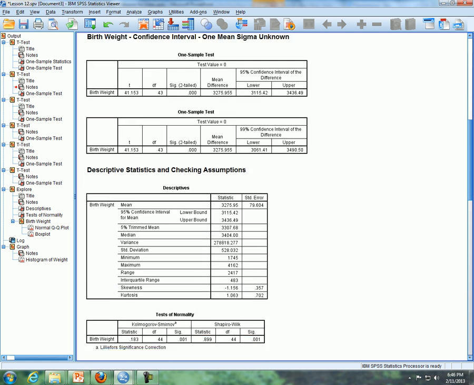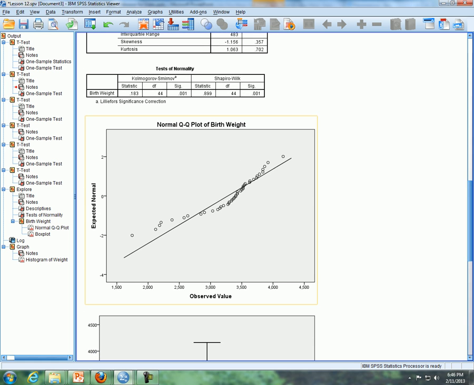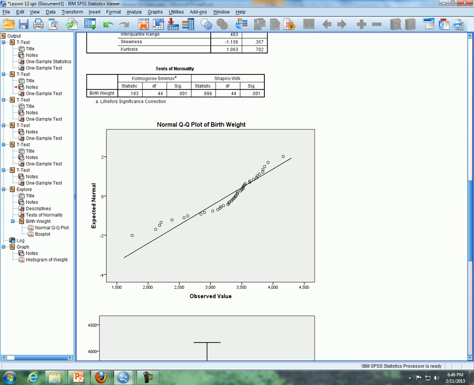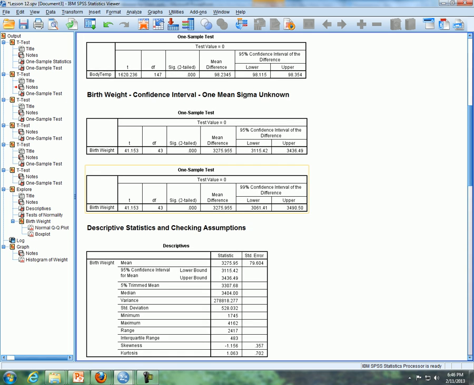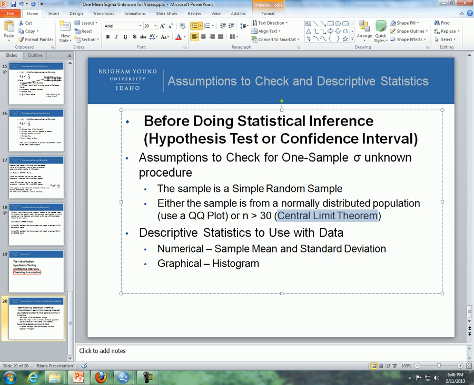Now I did a QQ plot for the birth weight data. As you can see here, it's kind of wavy, so perhaps the data may not be normally distributed, so we might have something that may be less skewed. However, since we have a large enough sample size, in fact, if I go back here, the degrees of freedom for the test was 43, so our sample size was 44. So you could argue that since we have a large sample size, we can apply the central limit theorem to say that our distribution of sample means is normal.